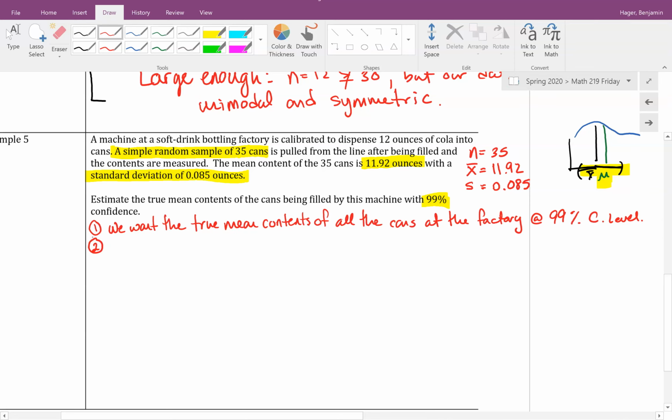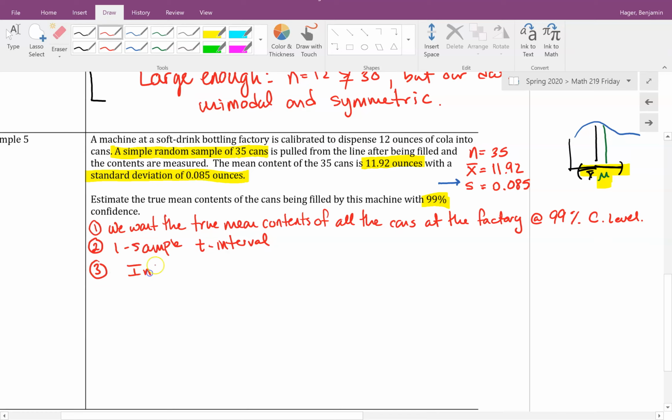Two, what method am I going to use? Again, at this point, it's either a z interval or a t interval. And because I have to use the sample standard deviation, because we don't know it for the population, we're using a one sample t interval. Okay. Three, we need to check the requirements.